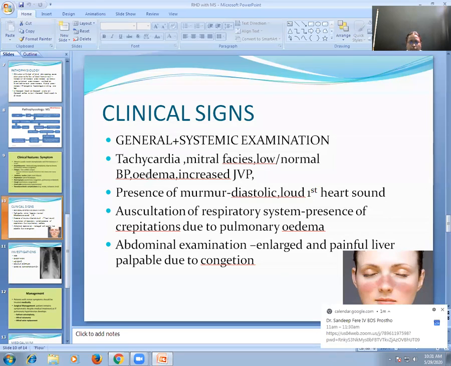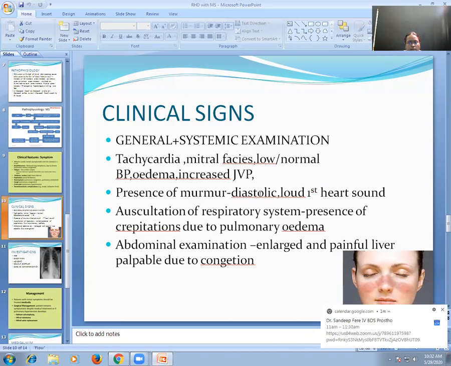Low or normal blood pressure; it can fall if mitral stenosis is very, very critical. Edema, increased jugular venous pressure. These are the positive signs on general examination. On systemic examination, that is examination of the cardiovascular system, you get the presence of murmur, that is diastolic murmur. In inspection, you are to see the position of the apex impulse. In palpation, you are to confirm the position of the apex impulse and the palpable murmur, that is thrill.